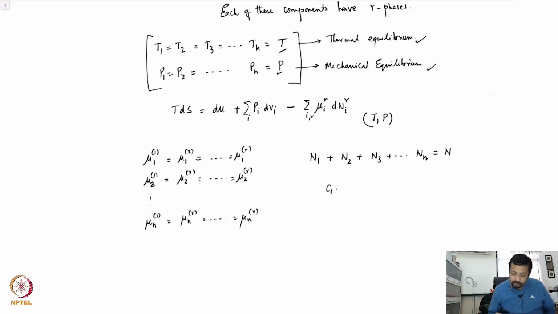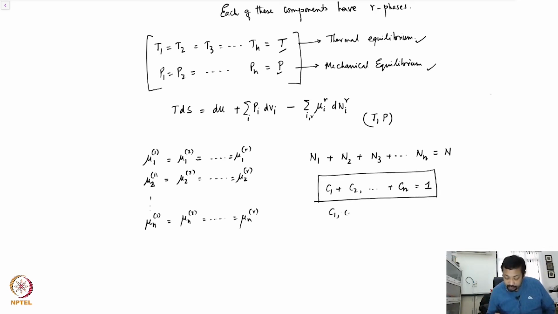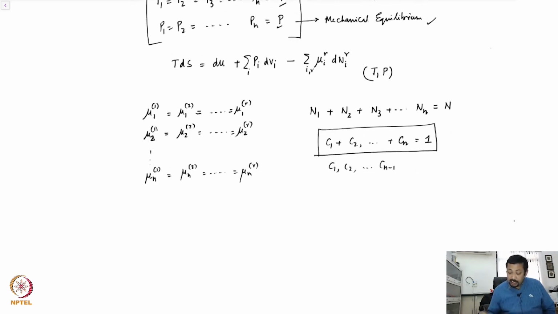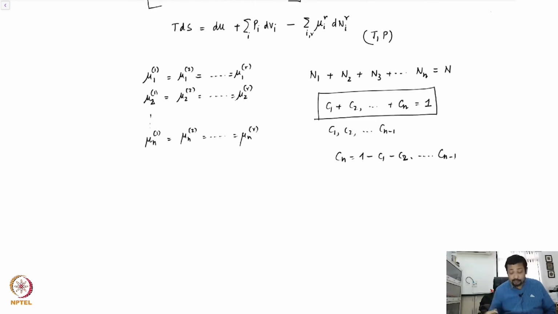So C1 plus C2, all the way up to Cn, is going to be 1. Now this condition itself tells you, since the total particle number is fixed, that if I know C1, C2, all the way up to Cn minus 1, I actually know Cn, which is 1 minus C1 minus C2, going up to Cn minus 1. Therefore, how many coordinates do you have?